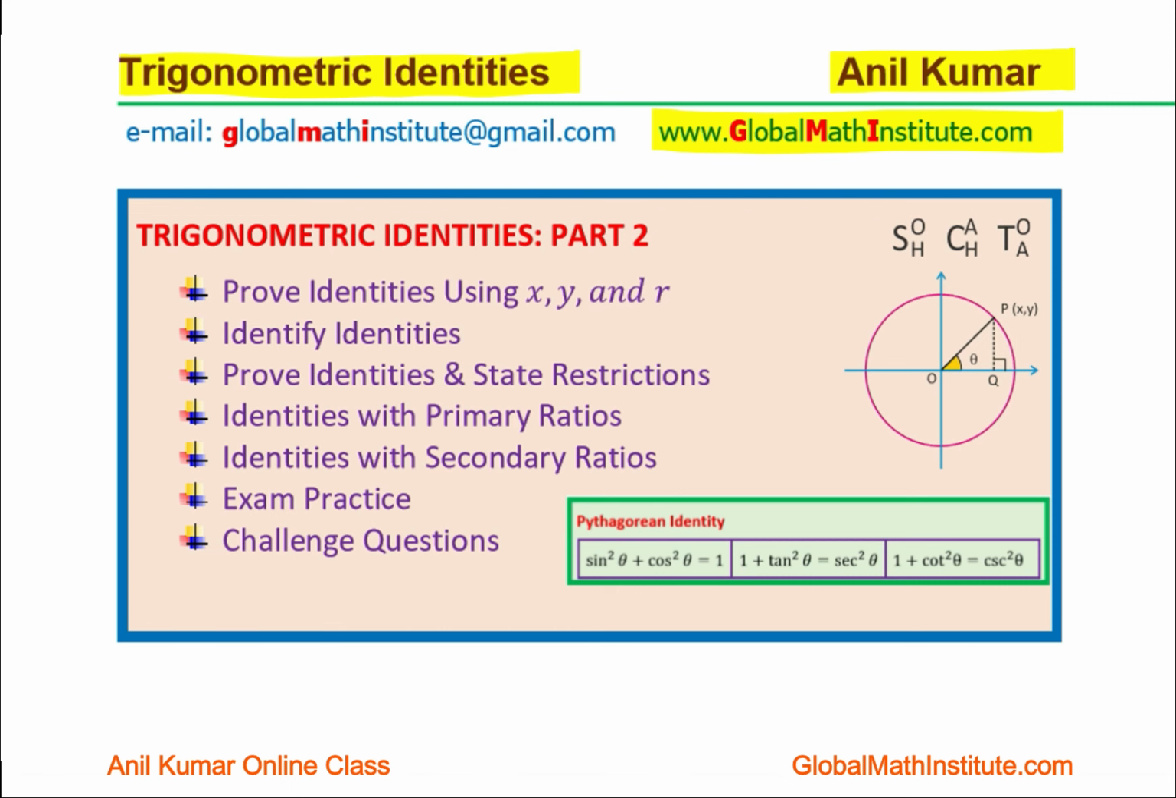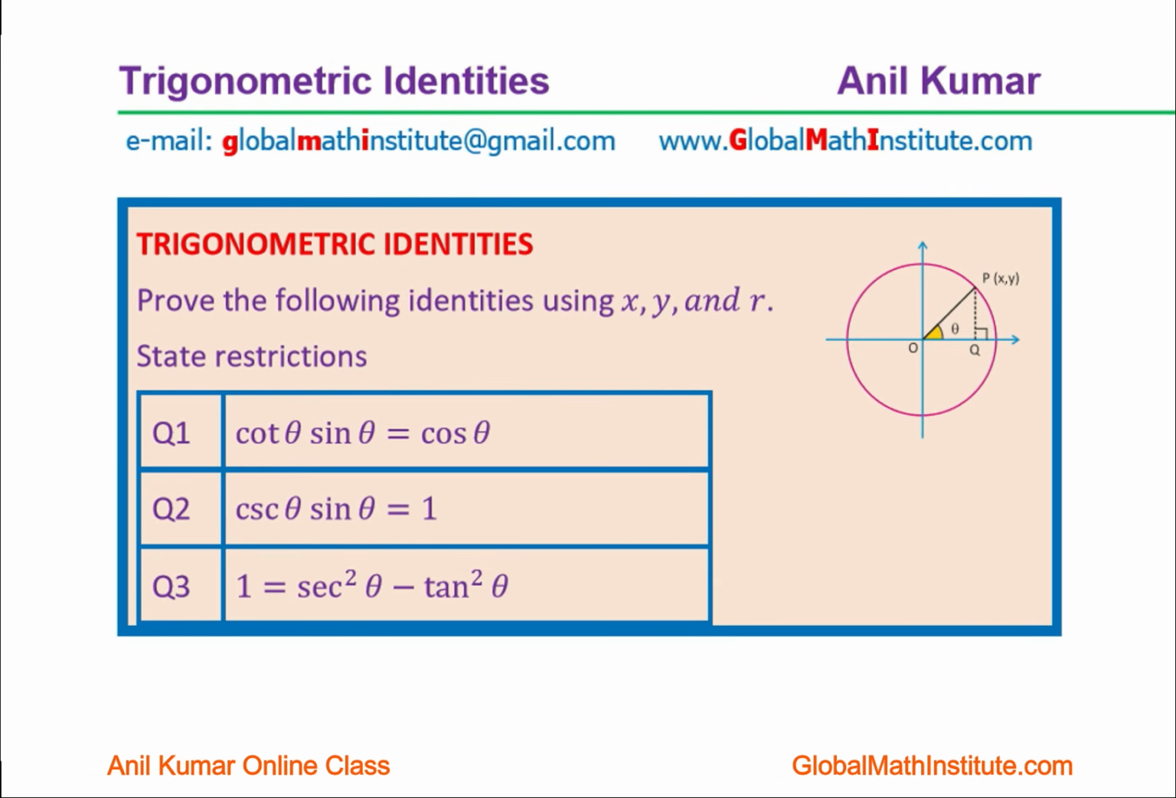So let's begin with the very first set, where the question is: prove the following identities using x, y, and r, and state restrictions. So there are two parts to this. When I say x, y, and r, it really means we are relating to a point in a coordinate plane. Now, how are these x, y, and r helping us to find the solution? Well, if I enlarge this portion of the triangle here, how will it look? Let's look into this.